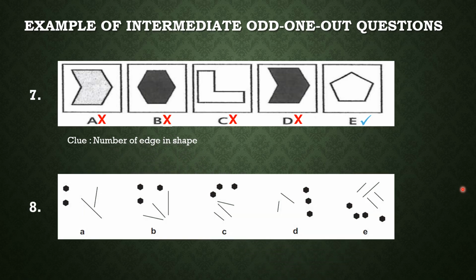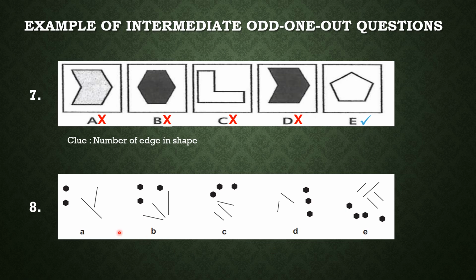Now let's have a look at the next example. So in this example, there is a common pattern which we can say: the number of hexagonal shapes are matching with the number of lines, and all of the figures are having a dark shaded hexagonal shape. So here we do see 3 lines and 3 hexagonal shapes, 3 lines and 3 hexagonal shapes, 2 lines but 3 hexagonal shapes, and here we do have 4 hexagonal shapes and 4 lines.